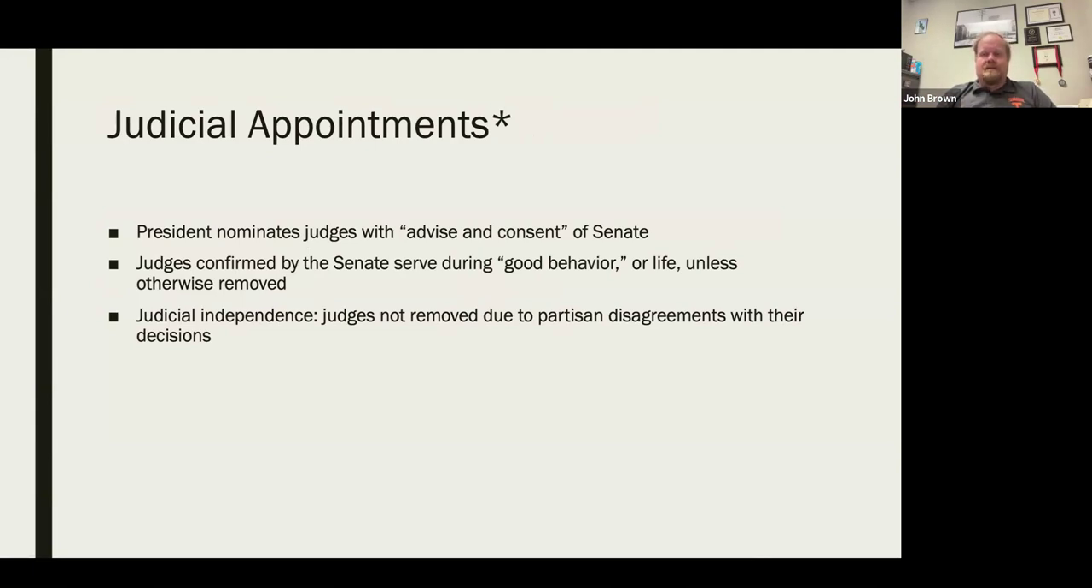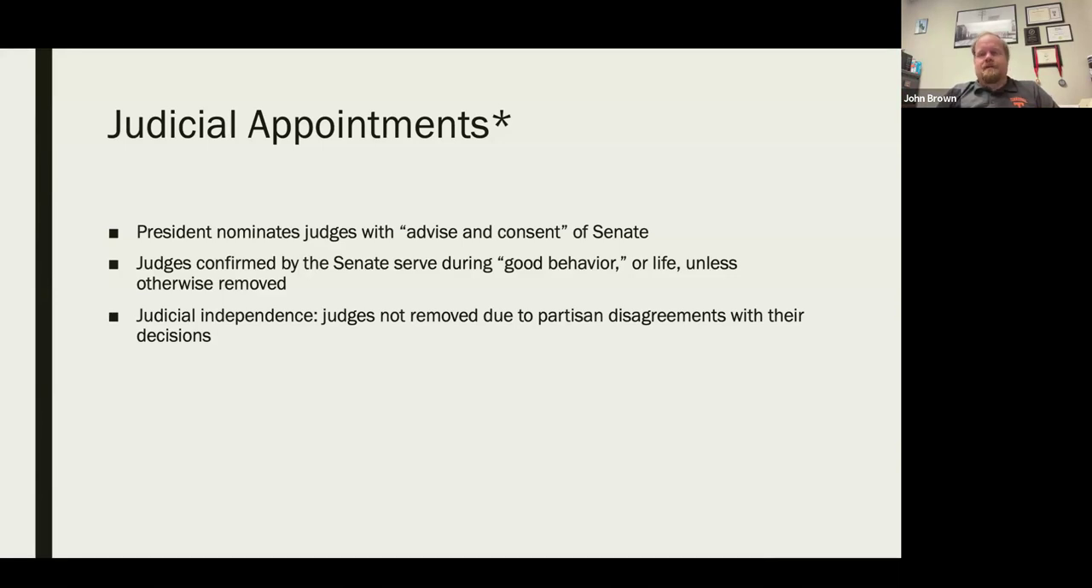So all federal judges, district courts, courts of appeal, and the Supreme Court, all justices on those benches are appointed by the president with the advice and consent of the Senate. That means that the president nominates a judge to fill a vacancy on the bench. The Senate then must vote on whether or not to confirm. If the majority of senators vote to confirm, they are approved and they are appointed to that position. And they will then serve during good behavior, which in practice means for life, unless they are otherwise removed.